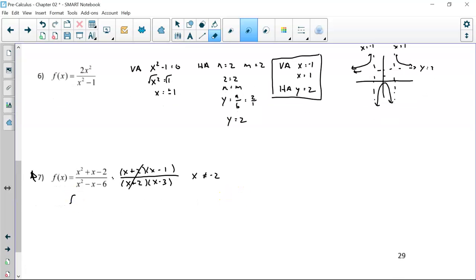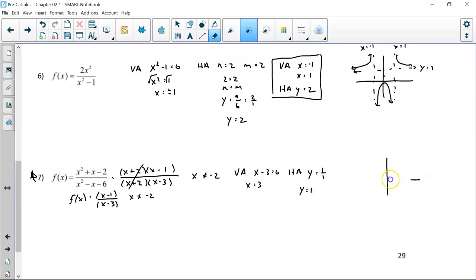So our new function, f of x, is going to be x minus 1 over x minus 3, where x cannot equal negative 2. Because if we put a negative 2 in initially, it would cause division by 0, and that's no good. So our vertical asymptote, set x minus 3 equal to 0, you get x equals 3. And the horizontal asymptote, the degree of the numerator and the degree of the denominator are the same. So it's y equals 1 over 1, so y equals 1.